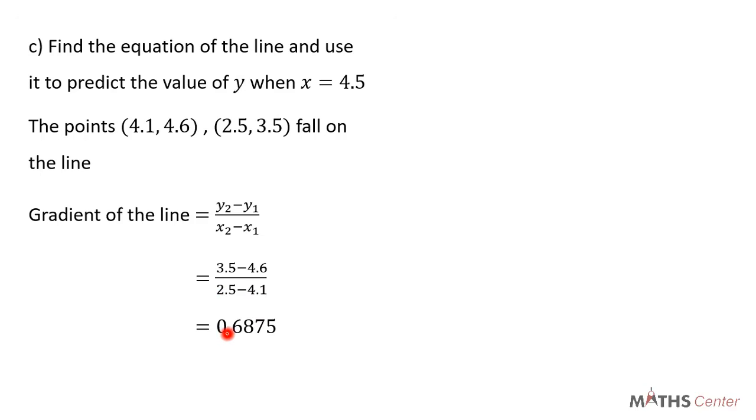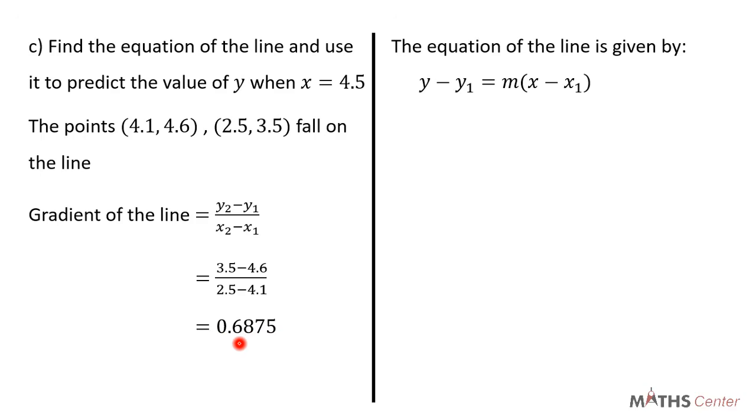And this gives us 0.6875. So the gradient of the line is 0.6875. With this gradient and any one of these 2 points, we can find the equation of the line using the formula y minus y1 is equal to m into bracket x minus x1. The gradient is 0.6875, so m is 0.6875.